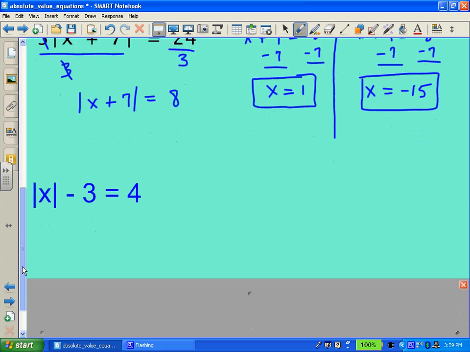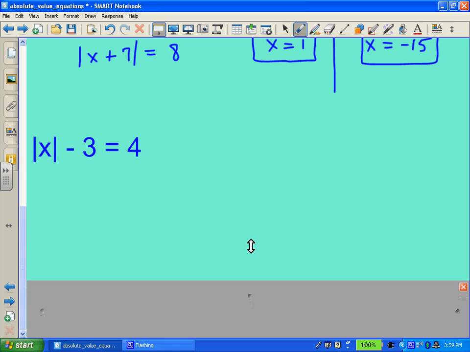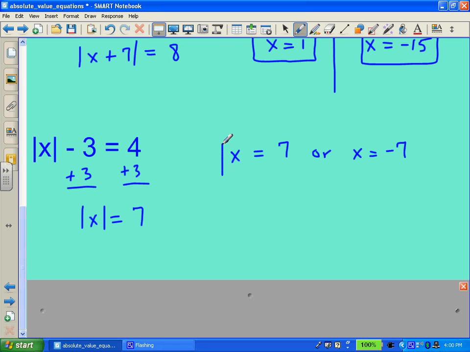Here's another one. Here I have the absolute value of x minus 3 equals 4. So I want to get this absolute value by itself. It's currently being subtracted by 3, so I need to add 3. So then I end up with the absolute value of x equals 7. Again, I have two options here. x could equal 7, or it could equal -7. So again, these are my two solutions.